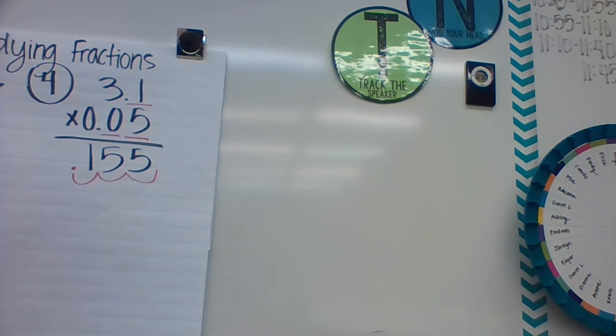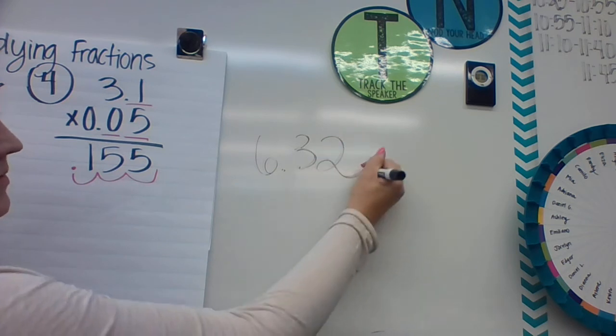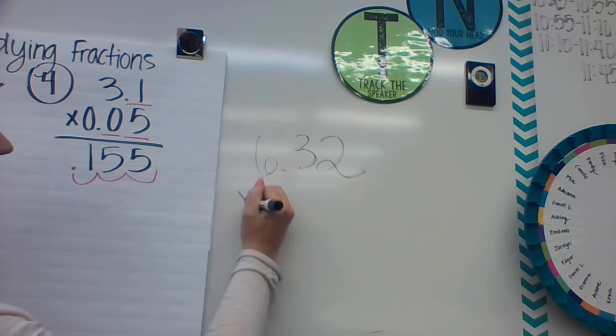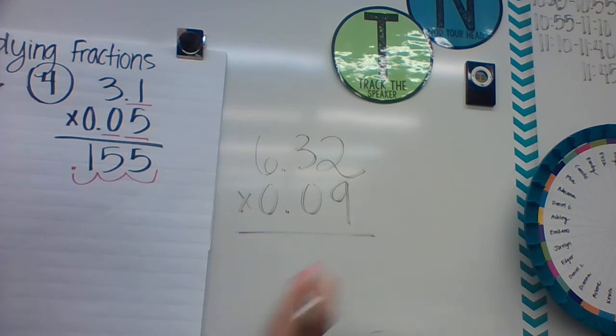Okay, your next problem is going to be this: 6.32 times 0.09. Go ahead and pause the video and solve, and when you're ready, unpause. Now that you've solved the problem on your own, let's check back and make sure that you got it correct.